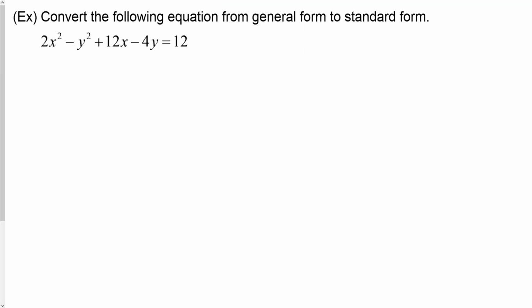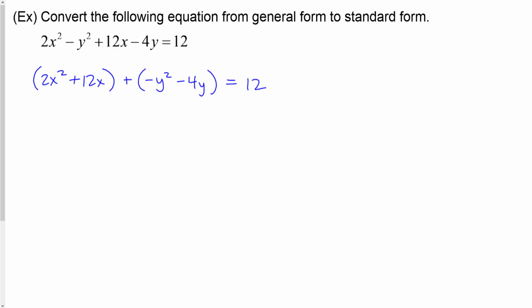Next, let's convert the following equation from general form to standard form. So 2x squared minus y squared plus 12x minus 4y equals 12. So in order to do this, you have to do some sort of form of completing the square. And in order to complete the square, we can only do it in one variable at a time, and we need to group those together. So 2x squared plus 12x grouped together plus negative y squared minus 4y equals 12.